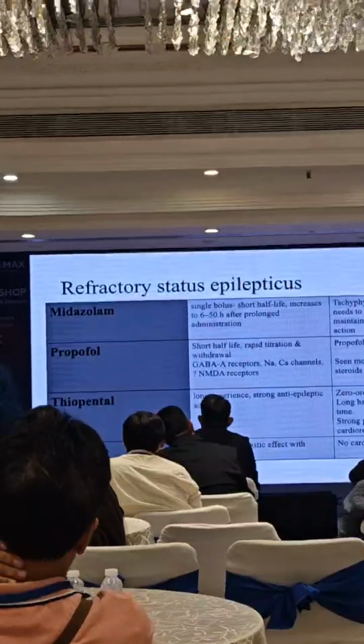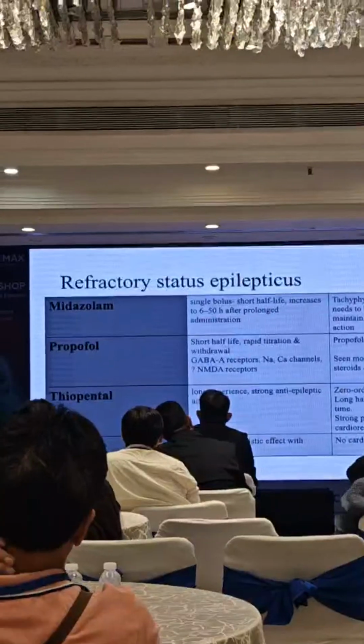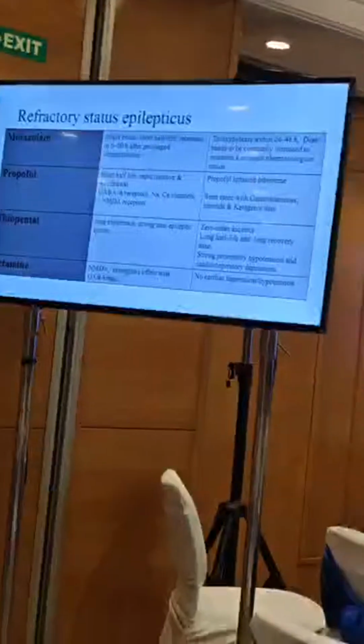Then in refractory status epilepticus, how do we choose among midazolam, propofol, thiopental and ketamine? There are some advantages and disadvantages. Midazolam we frequently use. It is a single bolus, short half-life, and there is tachyphylaxis, so we have to constantly increase the dose, but that comes at a cost. It is a muscle relaxant and it will cause vasosuppression. So after 24 to 48 hours, midazolam is no longer very effective, so you have to stop it and start another drug.